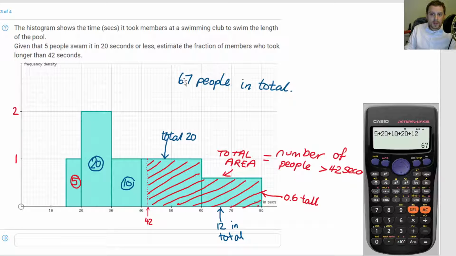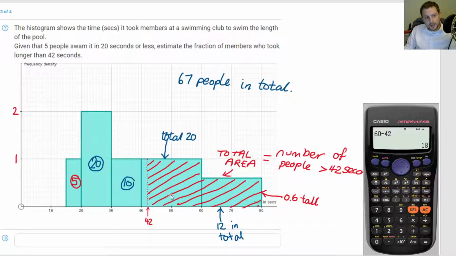How many of them did 42 seconds or more? Well, we've got these 12 people, and we need to then work out this extra part here, which goes from 42 up to 60. So 42 up to 60, it's a distance of 18 along the bottom, still a height of 1. So this part here, where the mouse cursor is, that's actually 18 people.